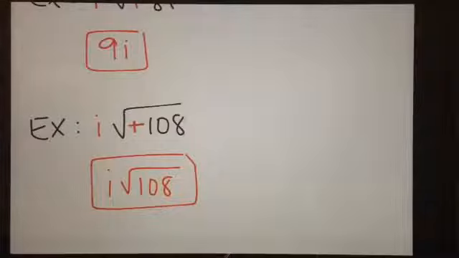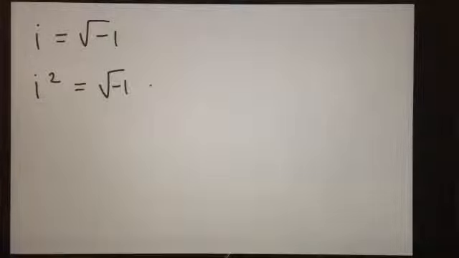Now, it gets a little bit trickier when we start talking about powers of i. So if you look on your notes, we know that i equals the square root of -1. And so i squared is the square root of -1 times the square root of -1. Well, anytime you multiply a square root times itself, the square roots cancel each other out, and the number that you had underneath is your answer. It's just -1.